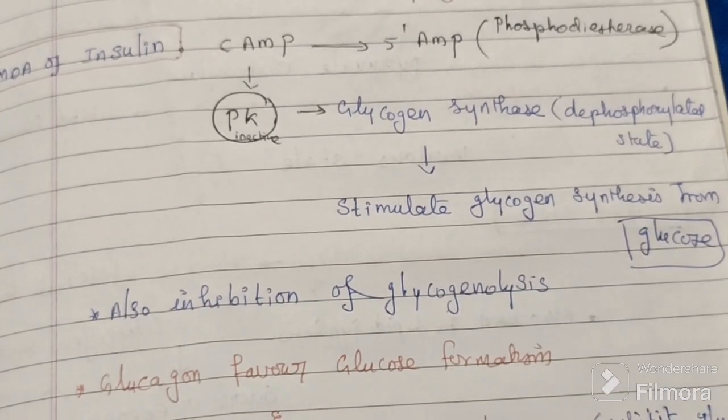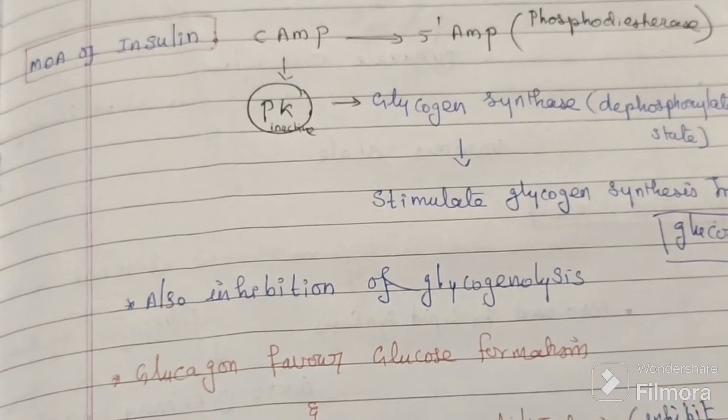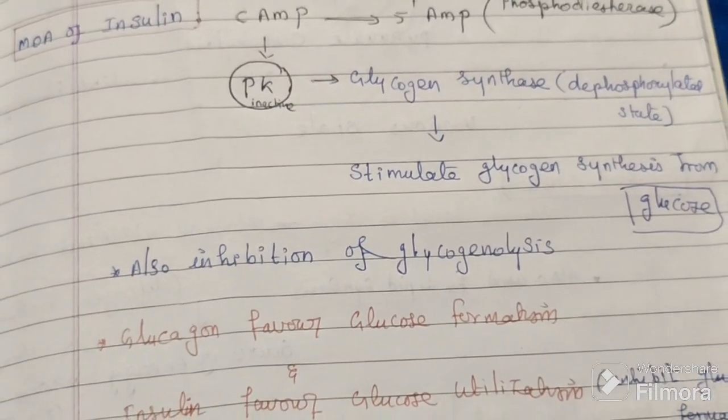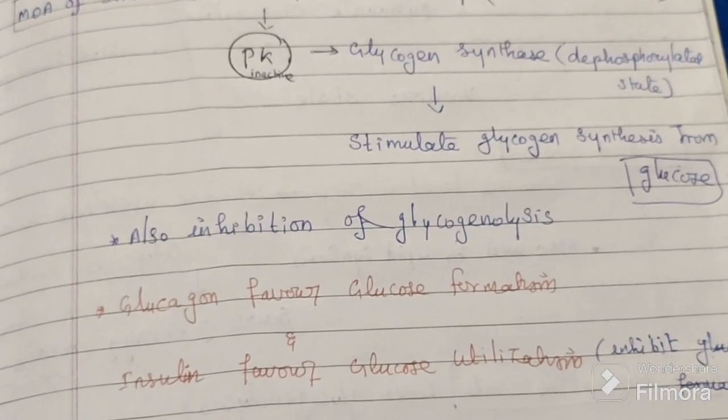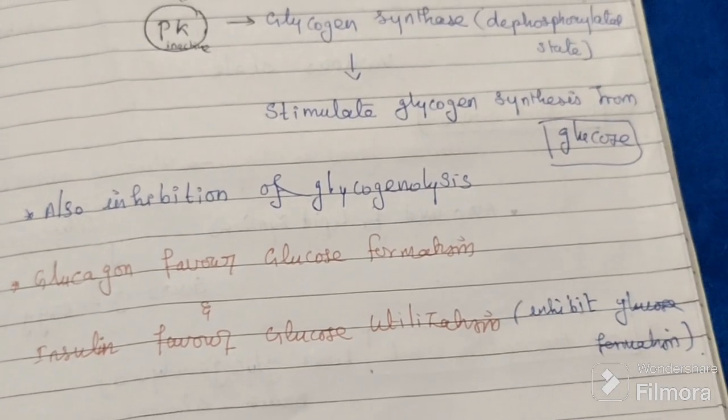So, glucagon favors glucose formation. Insulin favors glucose utilization. Insulin inhibits glucose formation. This is how glycogen metabolism is regulated.